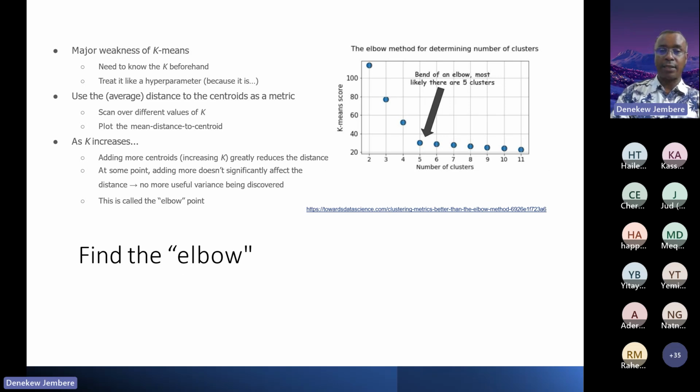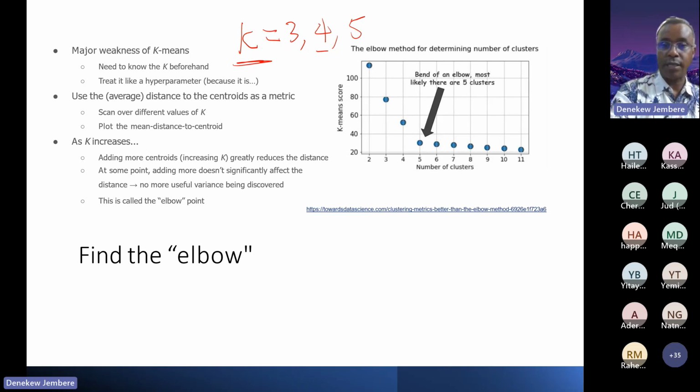And one thing I would let you know is, in an earlier slide I said you play with K equal to 3 or 4 or 5, so how do you know what is the correct value? Is it 3, 4, or 5? The technique is called the elbow technique. Each number here is K, K equal to 2, 3, 4, 5, up to 11.